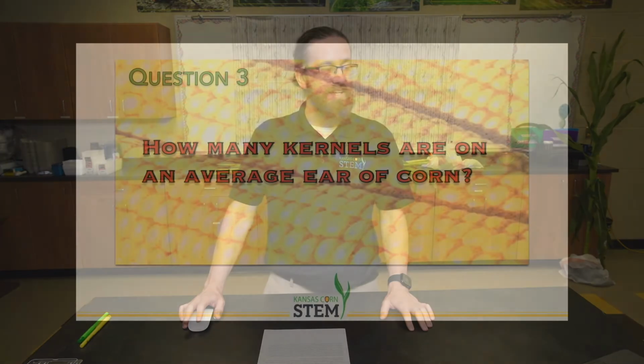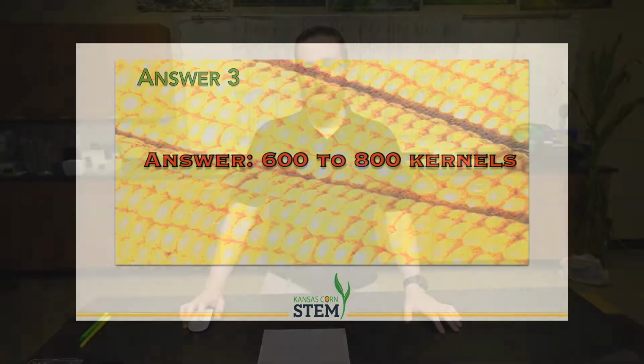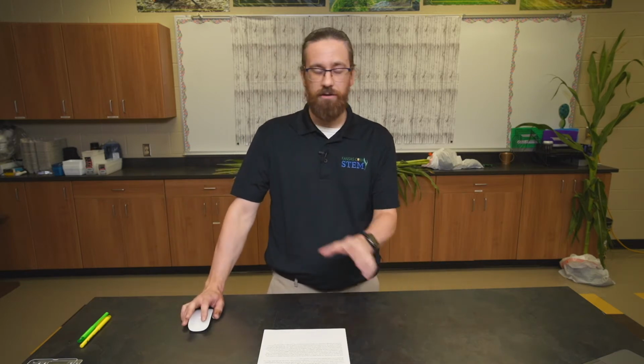How many kernels are on the average ear of corn? The answer for that is between 600 and 800. And we can do a lot of fancy math with our ear of corn dissection to narrow that down on the particular ear of corn that you have.